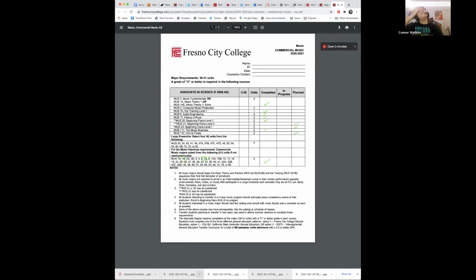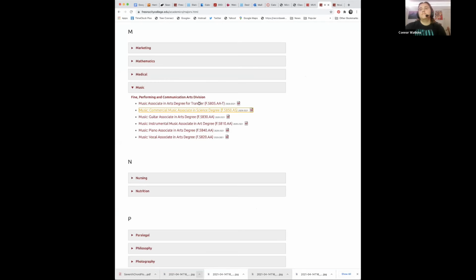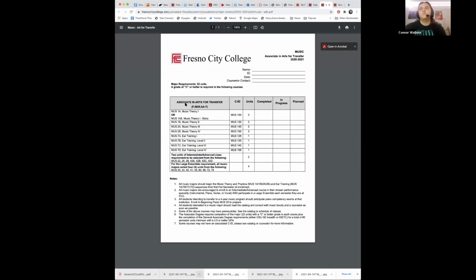All right. So for the rest of you that are not commercial music majors, I'm assuming that most of you are ADT, the associate degree for transfer. Yeah, there's your map.